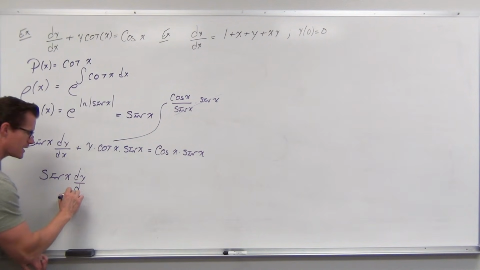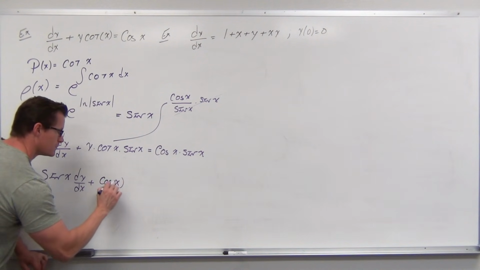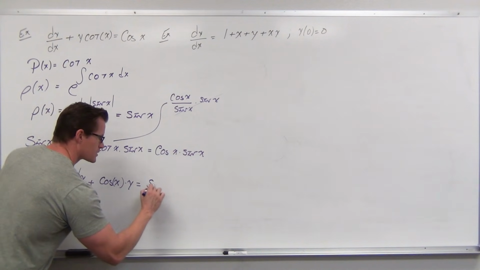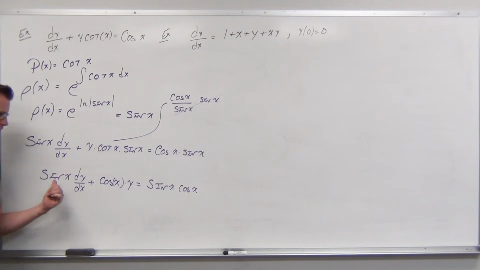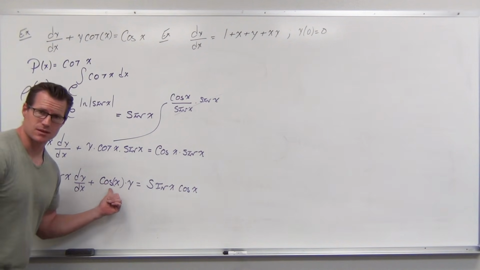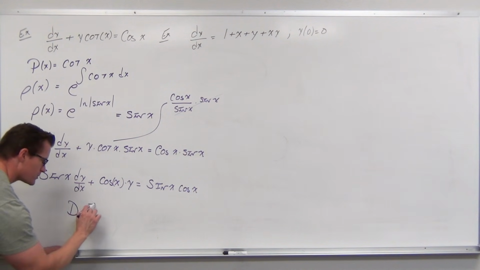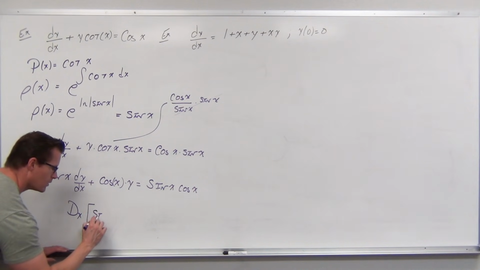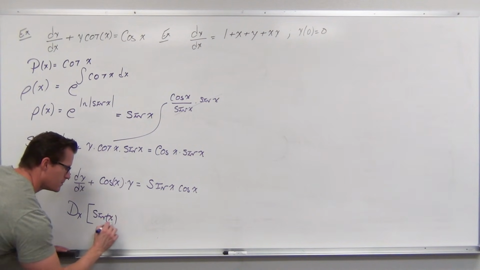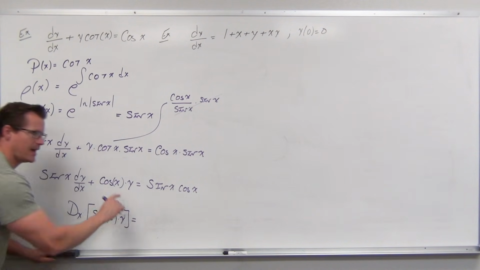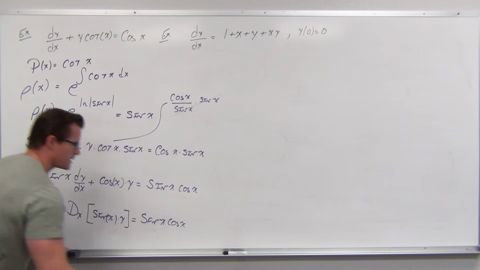So sine x dy/dx, no problems. Plus, well, we could have cosine x times y equals sine x cosine x. Derivative of this gives us that, and that's how you check this. That's how the product rule works. So this came from some derivative with respect to x of a product rule where we left the first factor alone on the first term, the second factor alone on the second term. And that gave us a differential equation where the right side is exactly that.